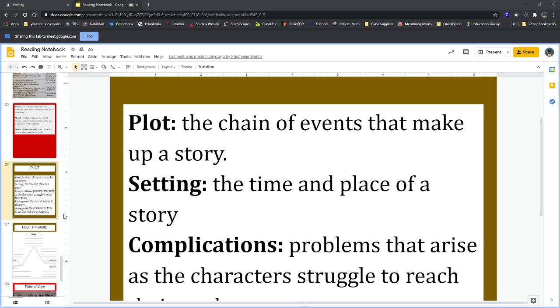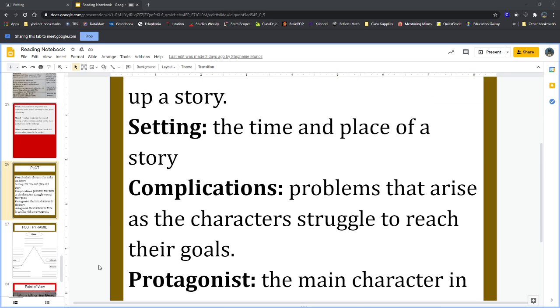So for setting, you always need to remember those two parts, time and place. And remember, time can be very general. You just say daytime or nighttime. You don't have to be specific and tell me it was exactly 8:30 or it was exactly 10:15. Just tell me daytime, nighttime, or if you can be a little more specific, say lunchtime or something like that, or morning, that would be fine too. It's okay.